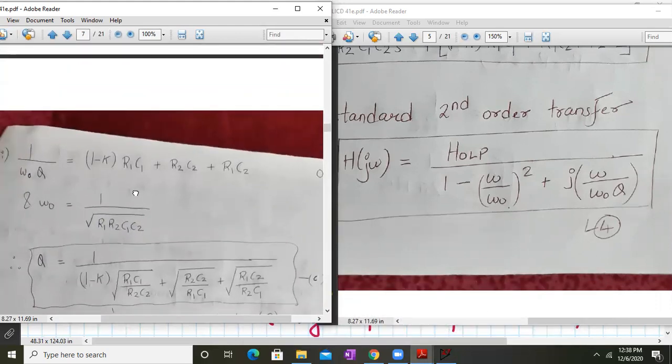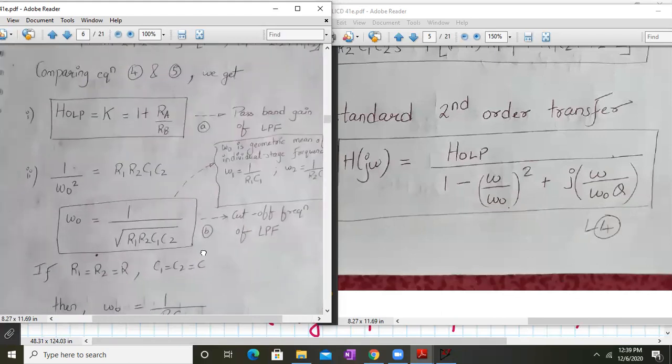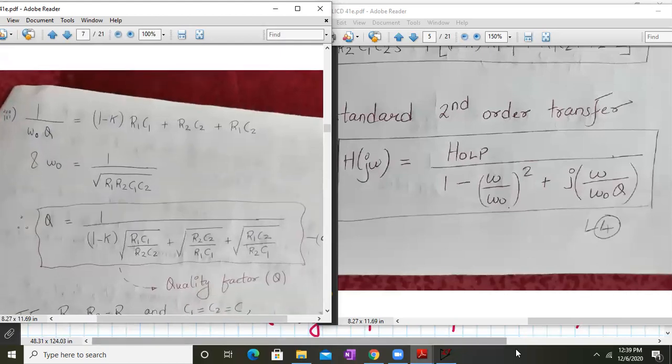Okay, now we'll equate the third term basically. So the third term was j omega, omega naught upon Q. Actually here omega is extra written over here, so please pardon, please note that error. 1 upon omega naught Q is this factor, so that is what we have written over here. 1 upon omega naught Q will be 1 minus K into R1 C1 plus R2 C2 plus R1 C2, where omega naught is 1 upon square root of R1 R2 C1 C2.